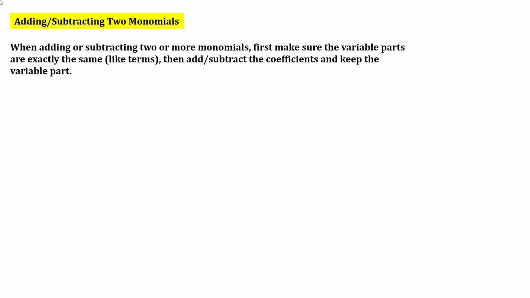All right. Last time we talked about adding and subtracting 2 monomials. We said we have to make sure they're like terms, or the variable part is exactly the same. Then you add or subtract the coefficients and keep the variable part. So 2x plus 2x plus 2x equals 6x, not 6x squared, right? Or 6x cubed. Because when you add things, what changes is how many there are of them, not what they are.